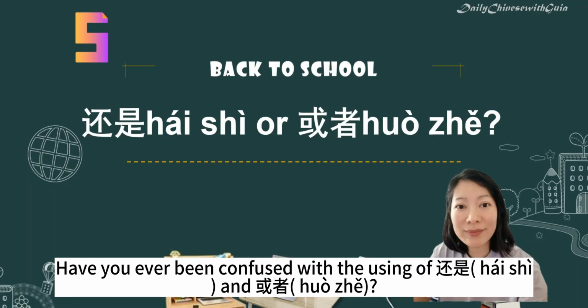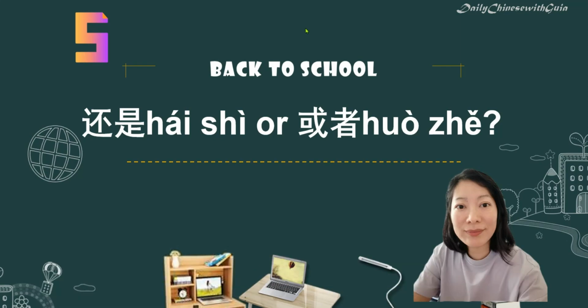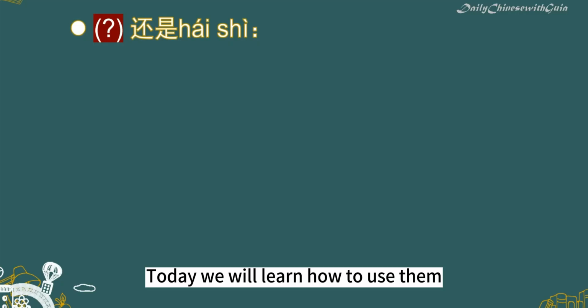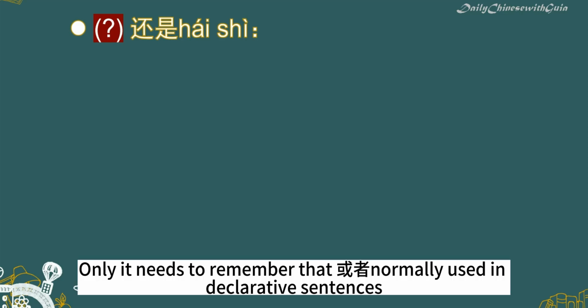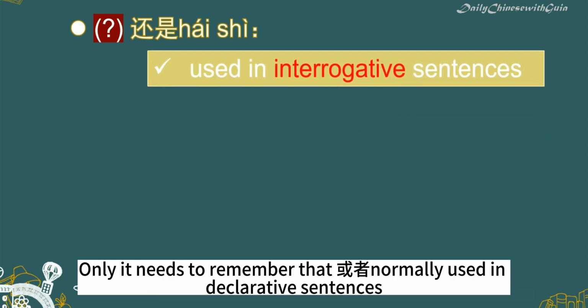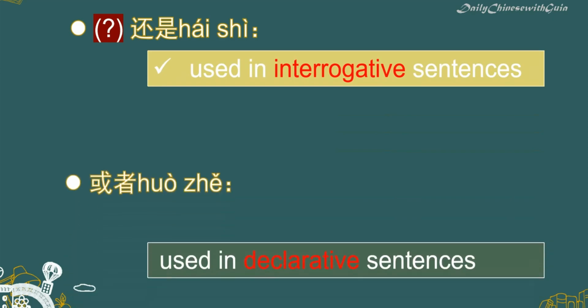Have you ever been confused about the use of 还是 and 或者? They both mean "or" in English. Today we will learn how to use them. Actually, it's quite easy to distinguish them. You only need to remember that 或者 is only used in declarative sentences, while 还是 is used in interrogative sentences.